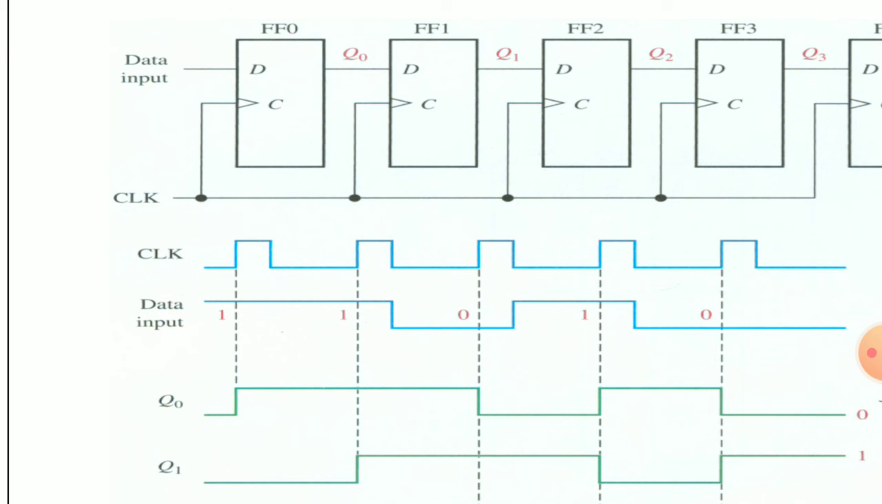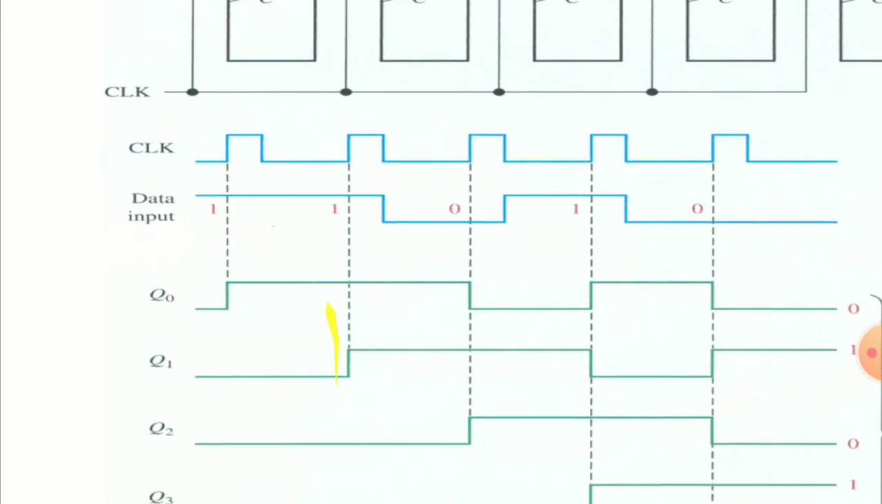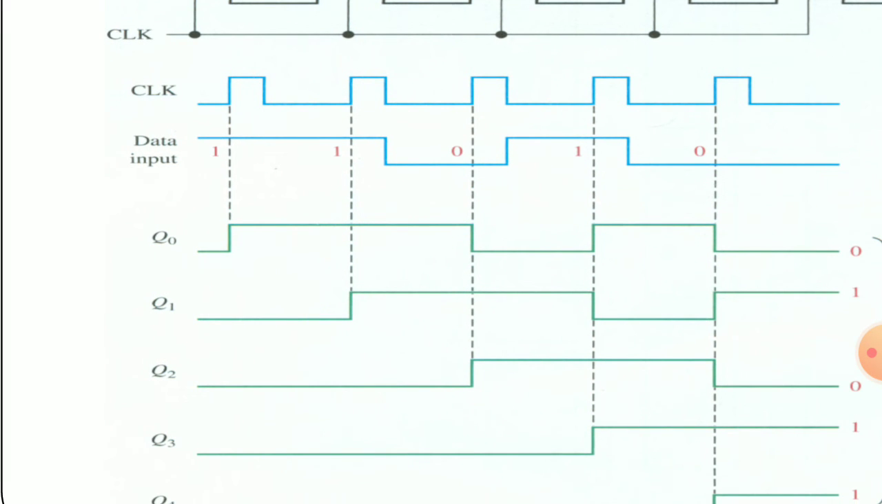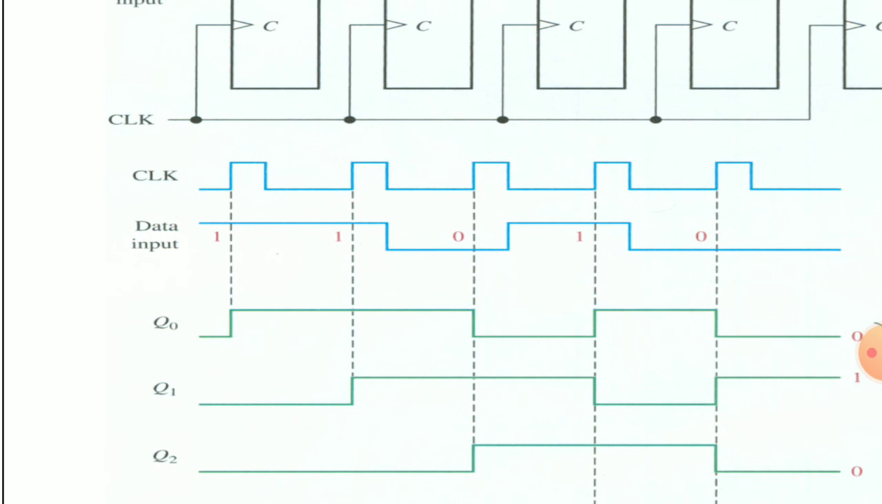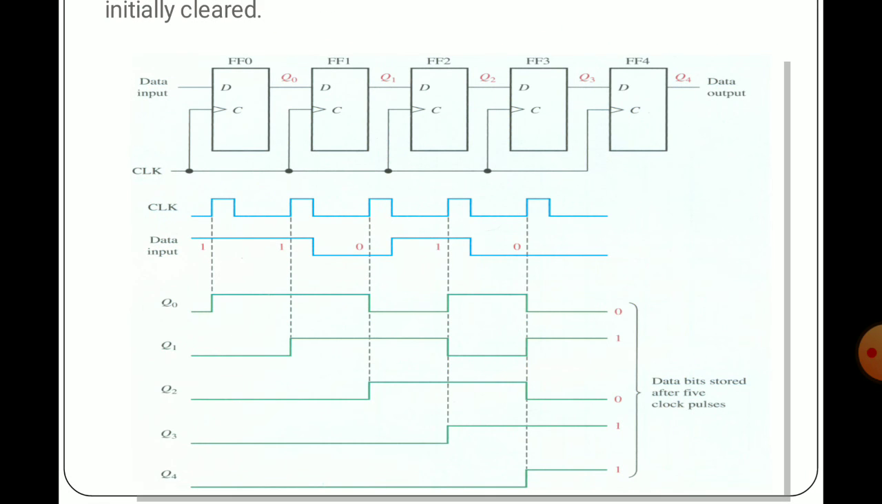Falling edge of clock, right? So that is from 0 to 1, that is the rising edge of clock, right? During that instant, what is the data input at this instant? 1. Okay, the first data I am feeding. If you feed the first data during the first rising edge of clock, the Q0 is 1. So here the Q0 is 1.